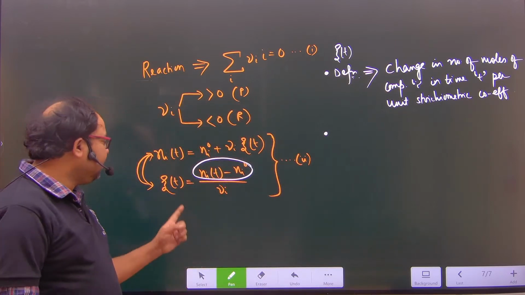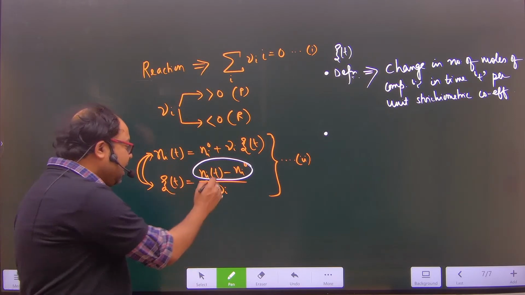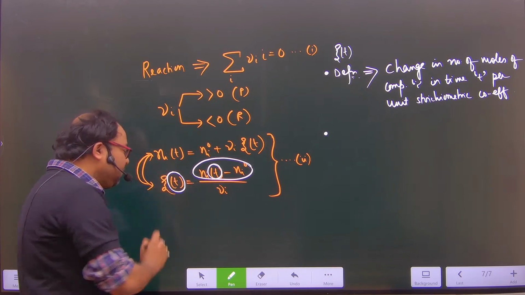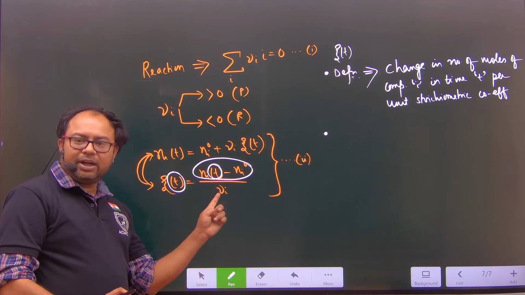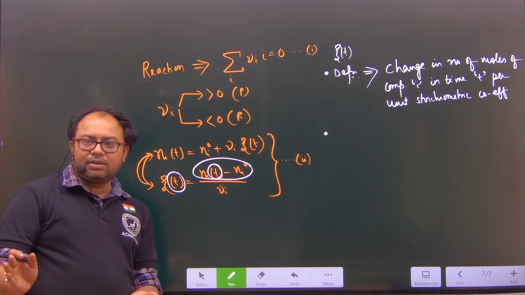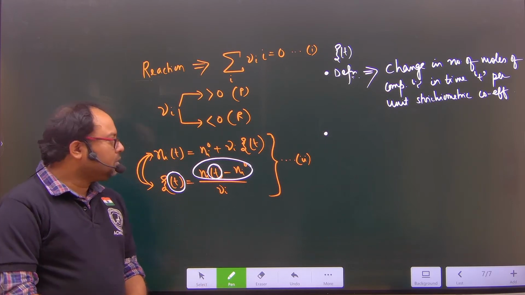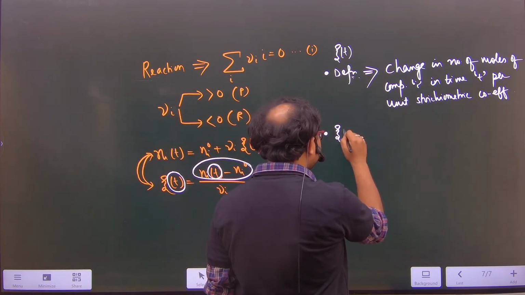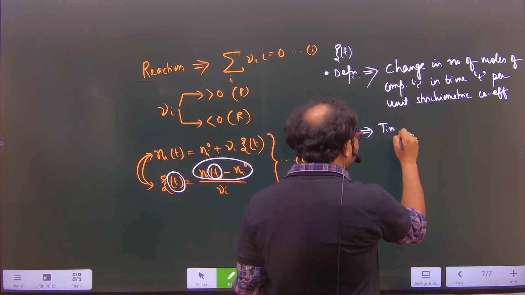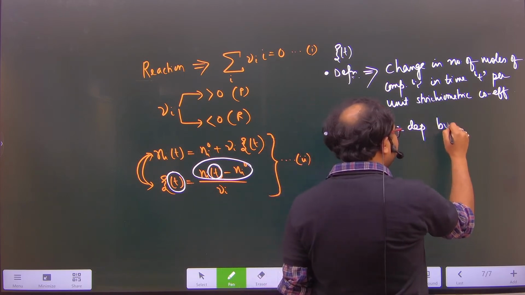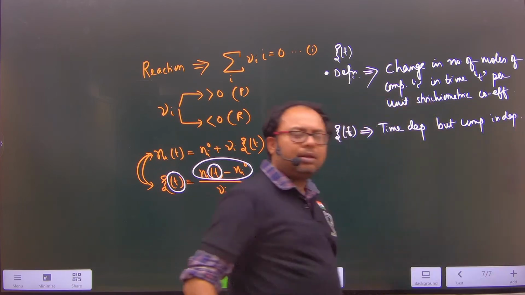Now you see, it is a time dependent term because you have one time dependence here. Ni naught and nu I are time independent. We know the stoichiometric coefficient is time independent, and Ni naught is the number of moles at time t equal to 0, so it is bound to be time independent. So xi-t is time dependent but component independent. It does not depend on the component.